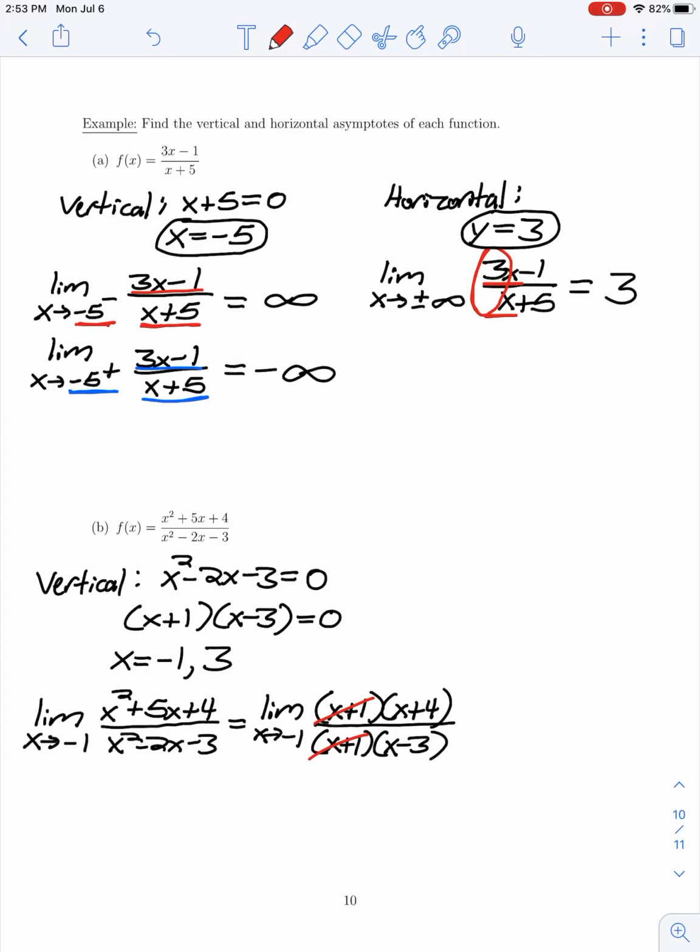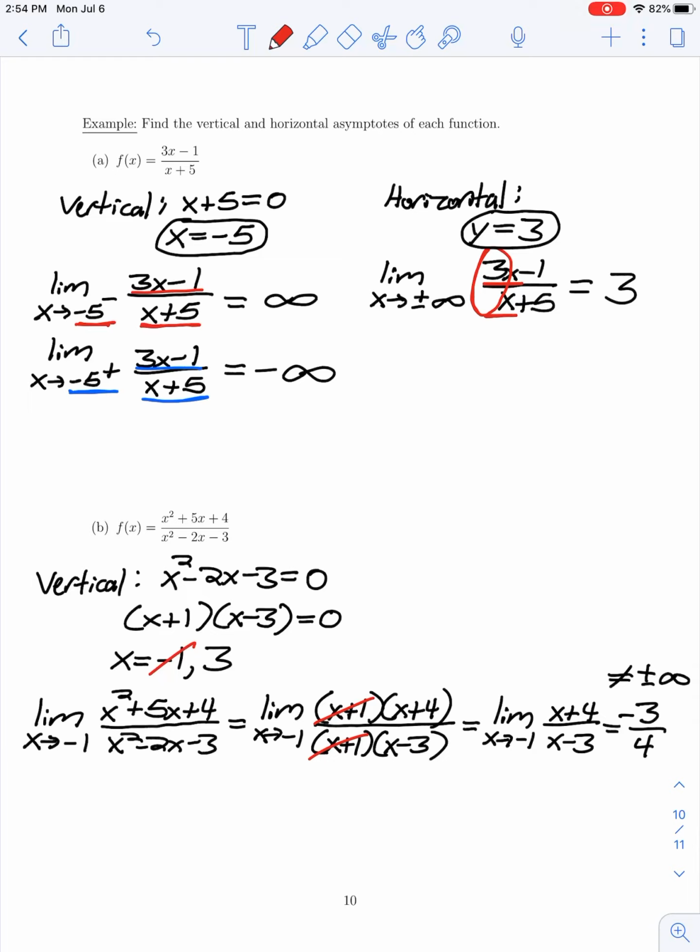So we can cancel the common factor of x plus 1 on top and bottom. And we have the limit as x approaches -1 of x plus 4 over x minus 3, which leaves us with 3 divided by -4, so -3/4. And recall the definition of a vertical asymptote is that this limit had to be infinite. So since this limit is not infinite, that means that x equals -1 is not a vertical asymptote.